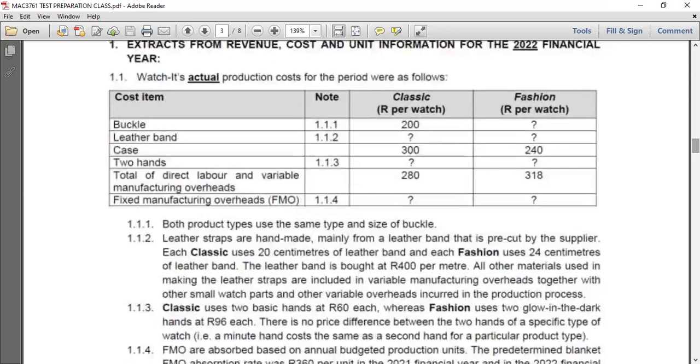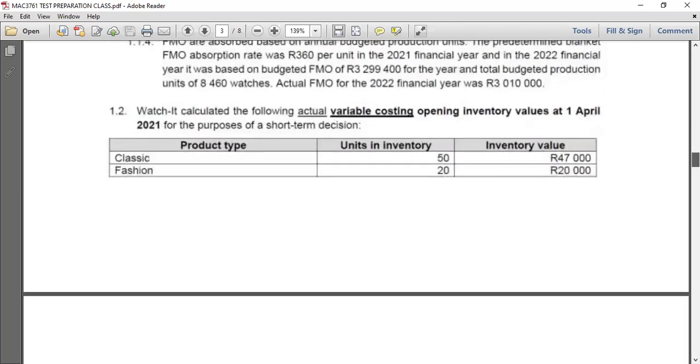Extracts from revenue, costs, and unit information for the 2022 financial year. This is the information that we have here. Baco, leather band, case 2 yen, total of direct labor and variable manufacturing overheads were given. Then Watchit calculated the following actual variable costing opening inventory values at 1 April for the purposes of short-term decisions. So these are the inventory values.